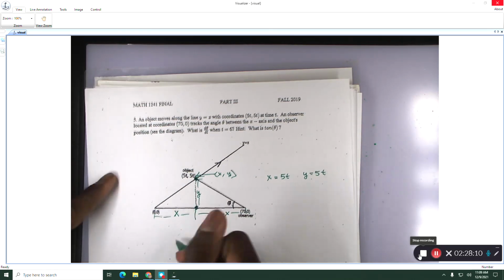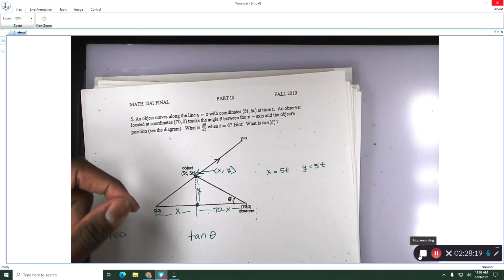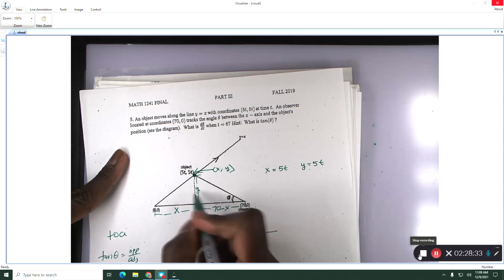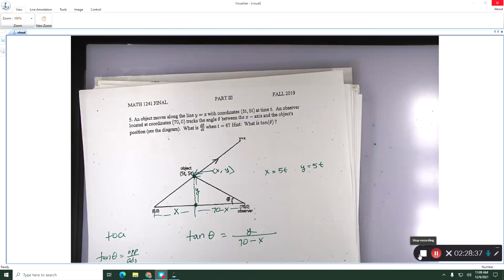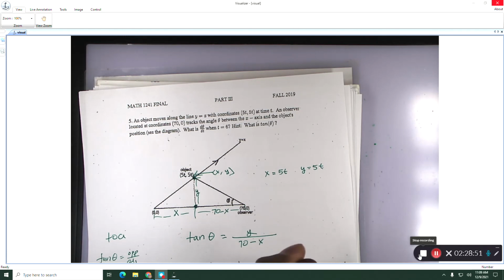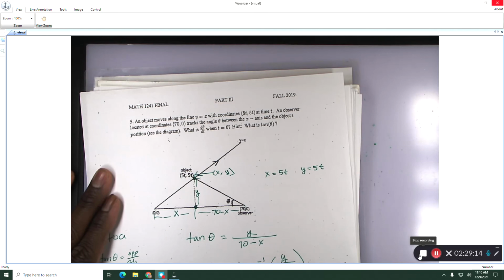What do I do? Well, I know something. I know tangent of theta is equal to, remember, TOA, opposite over adjacent. Tangent is equal to opposite, y, over 70 minus x. Okay, so I have that. What do I do with that? Well, I can take the inverse tangent of both sides. I end up with theta equals tangent inverse of y over 70 minus x. And somebody may say, well, at this point, am I plugging in x and y? What's going on here? Not yet, okay? I want to find the derivative with respect to time of all of this.